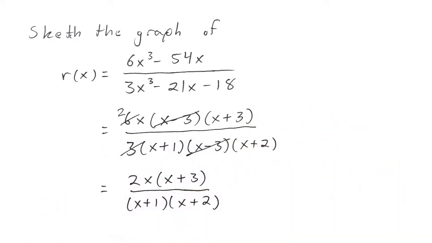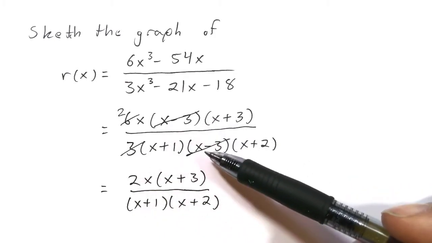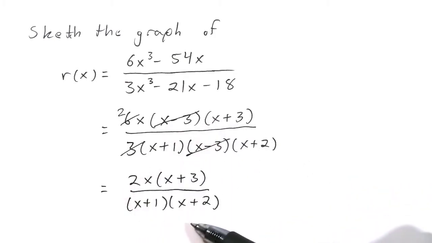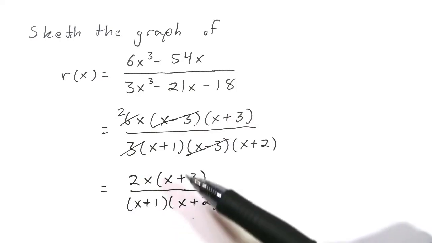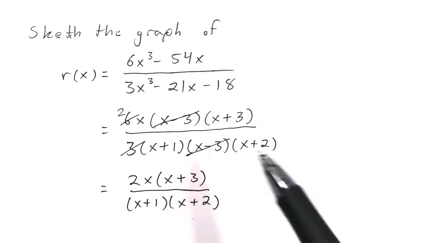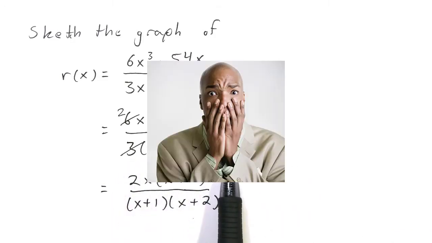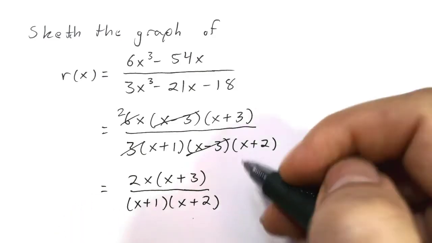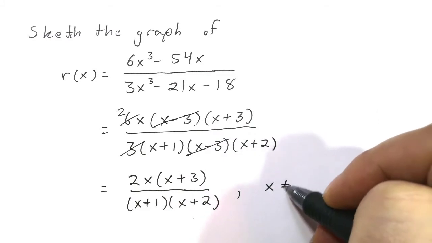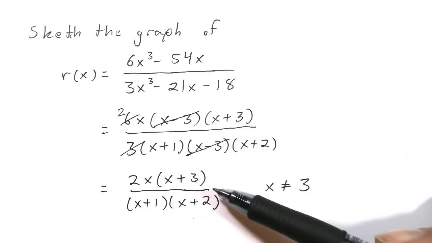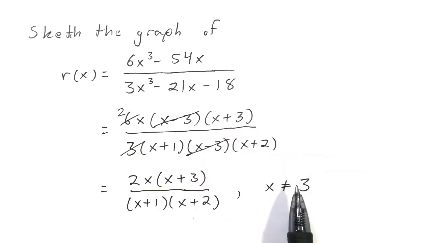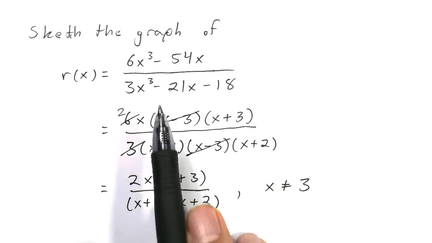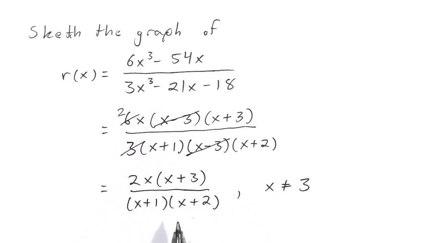Now, one thing I want to note is that we have canceled factors. This function is defined when x equals 3, whereas this function was not. Notice that x equals 3 made the denominator 0, whereas that is not occurring here. So this equality is only true when x is not equal to 3. Otherwise, this one's defined and this one is not. So we exclude that value. We also note that because the original function was not defined, but this one is, we're going to have a hole in the graph at x equals 3.